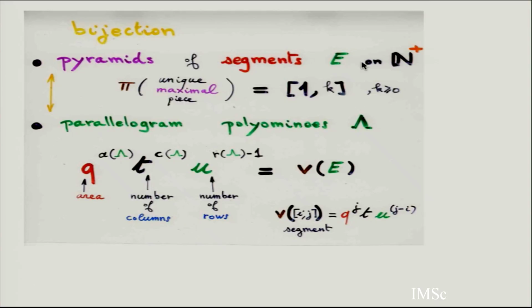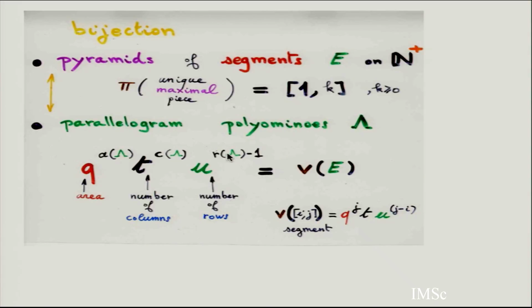Semi-pyramid of segments on the positive integers, with a projection of the unique maximal piece being 1 to K. I have a bijection between this semi-pyramid of segments and parallelogram polyominoes, such that the bijection is weight preserving. The weight of the heap is the total product of the weights of all the segments, and this weight is going to be exactly Q to the power of the area of the polyomino, T to the power of the number of columns, and U to the power of the number of rows.